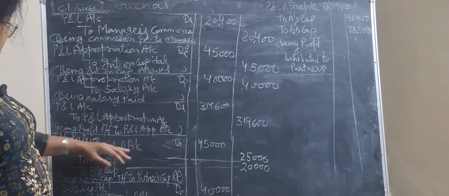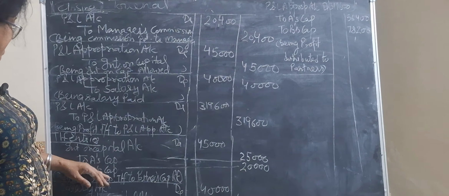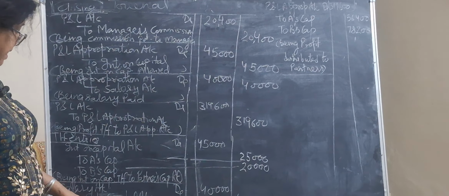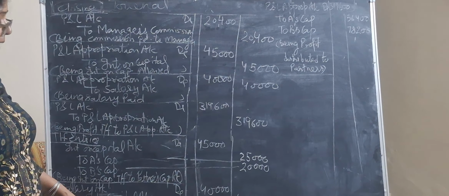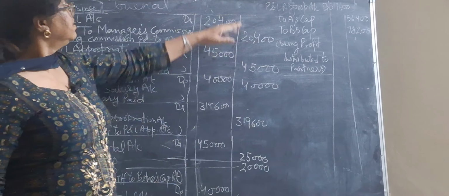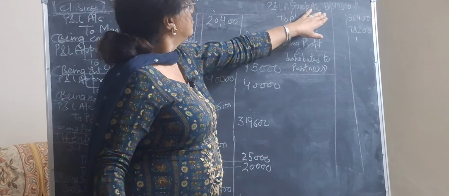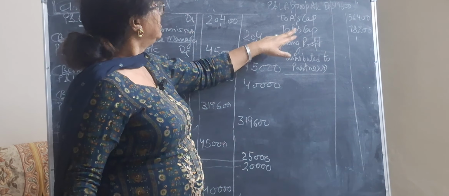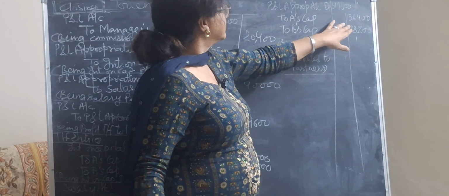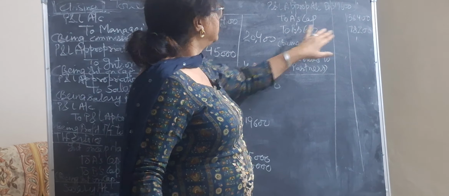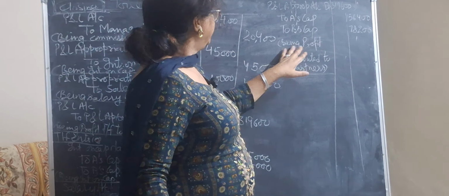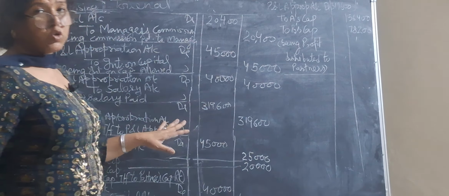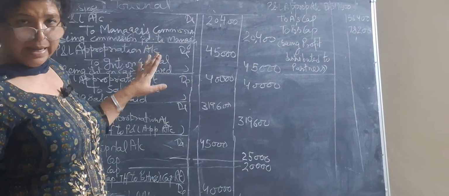सो हमारी ट्रांसफर एंट्रीज क्या हुई, interest on capital to A's capital to B's capital for interest on capital, salary to B's capital क्योंकि बी को ही मिला है, कैपिटल पे सैलरी 40,000, and then P&L appropriation account 3,19,600 to A's capital to B's capital. A's capital is 1,56,400 and B's capital is 78,200, being profit transferred or distributed to partners. So this is all your question with the journal entry and the ledger.